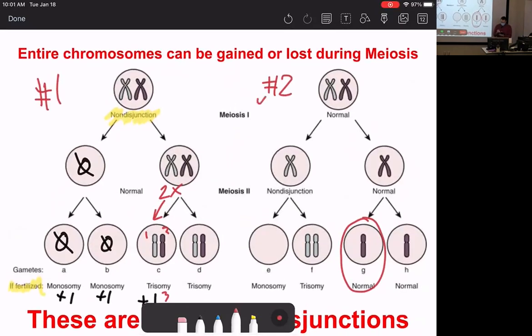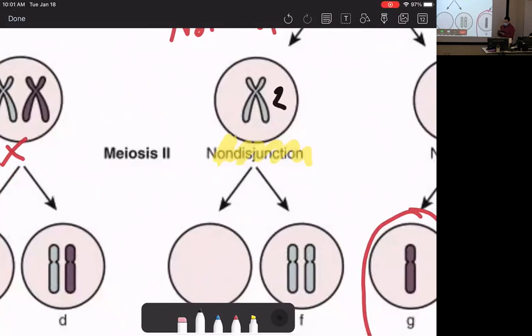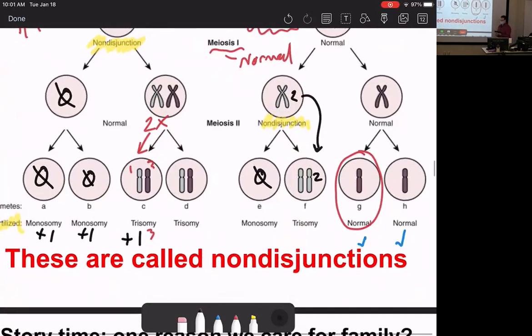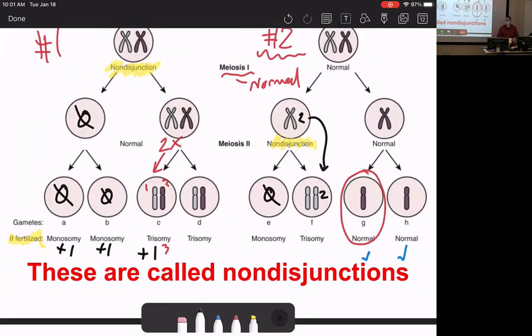Now, example number 2, everything's normal on meiosis 1, and let's say this non-disjunction happens on the second division. So that means that you're going to have 2 normal cells over here, but on this split, when you had 2, both 2 went over here. And you'll get a couple new results there too. So on the basic level, a non-disjunction happening earlier is going to be worse. You'll produce more atypical cells.